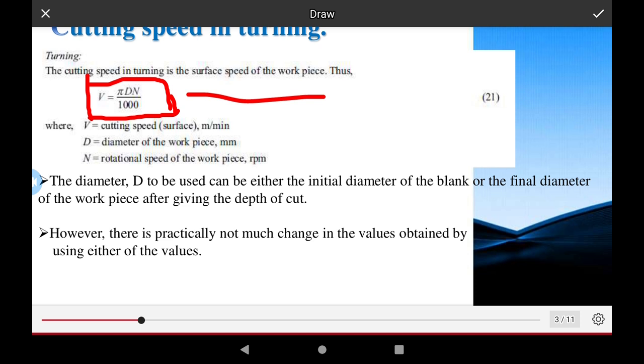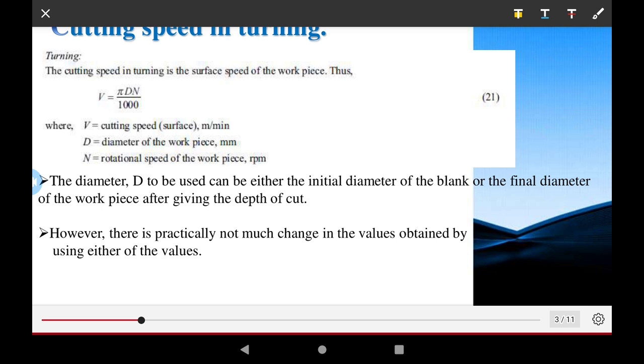Second, if the diameter of the workpiece and the cutting speed are given, then find out the value of N, कितने स्पीड से हमारी वर्क पीस रोटेट कर रही है. फाइंड आउट इजीली. And also for the given two values D and N, third, find out the value of V very easily with the help of this formula.